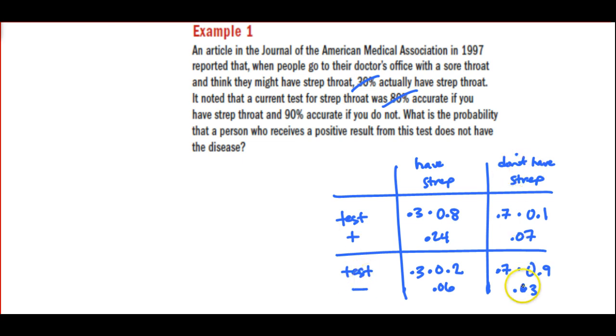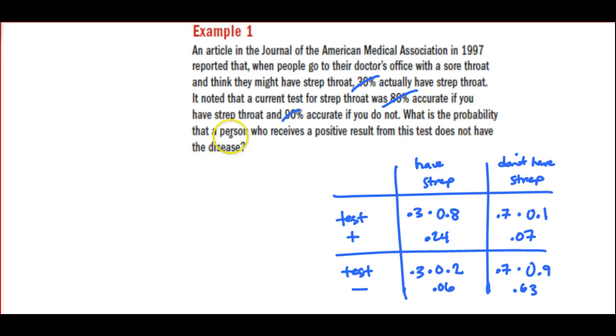When you're not sick, you want a negative result because otherwise, if they tell you that you are sick when you aren't, they're going to give you a medicine that you don't need. So it's important to have accurate results when you're sick and when you're not sick. So that's why those numbers are different. So now let's look at the question.